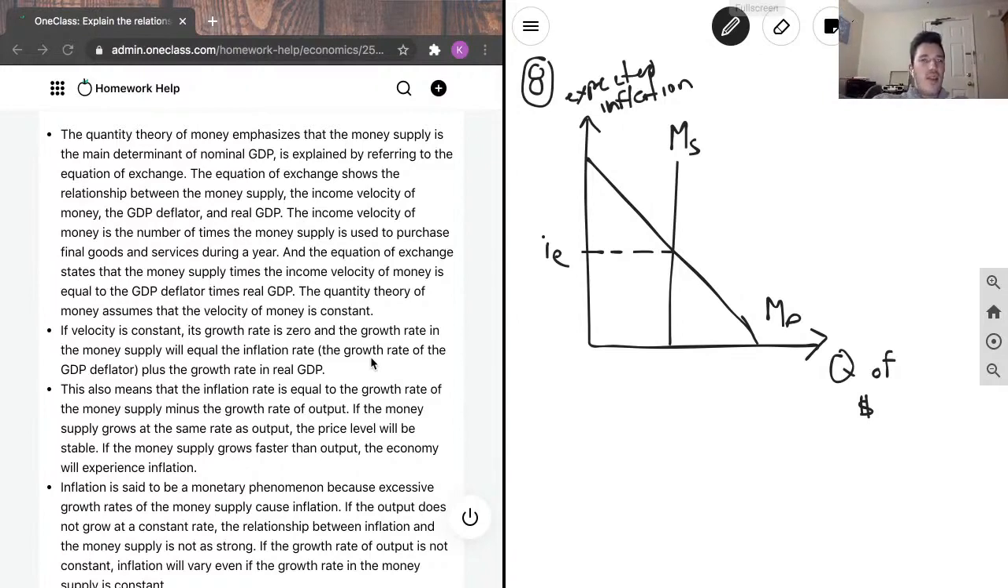And the equation of exchange states that the money supply times the income velocity of money is equal to the GDP deflator times real GDP. The quantity theory of money assumes that the velocity of money is constant.